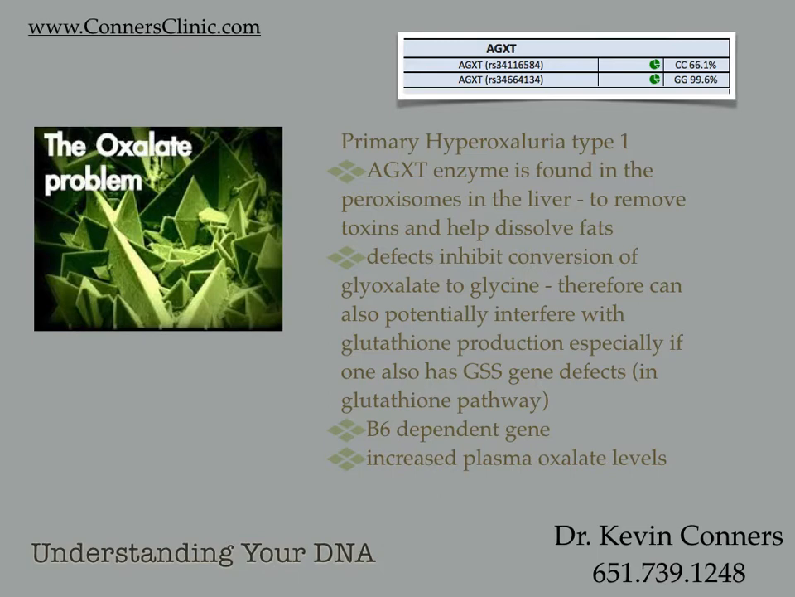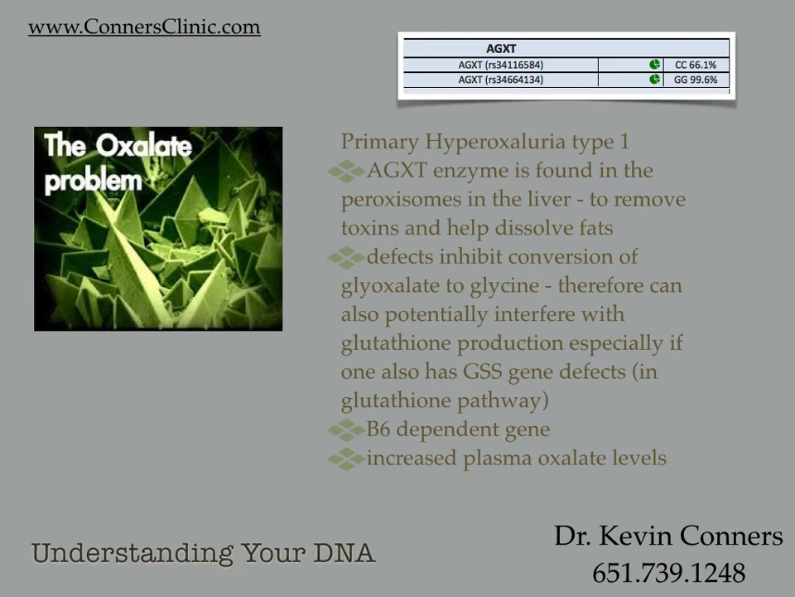hyperoxaluria type 1. This gene is found in the peroxisomes in the liver, and its purpose is to make an enzyme to help remove toxins as well as to help dissolve fats. So defects in this gene can lead to fatty liver. Defects in this gene can lead to a decreased ability to get rid of toxins, other toxins in your body, and certainly can lead to increased oxalates in your body.